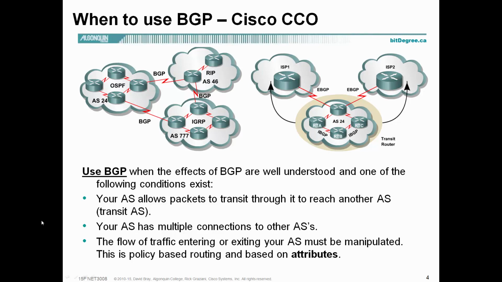If your AS has multiple connections to other ASs, of course you must have multiple connections if you are a transit AS, and the flow of traffic entering or exiting your AS needs to be manipulated somehow based on some policies. And we'll talk more about what we mean by these policies. But based on the policy of how you want to carry the traffic and other attributes that actually live with these routes.